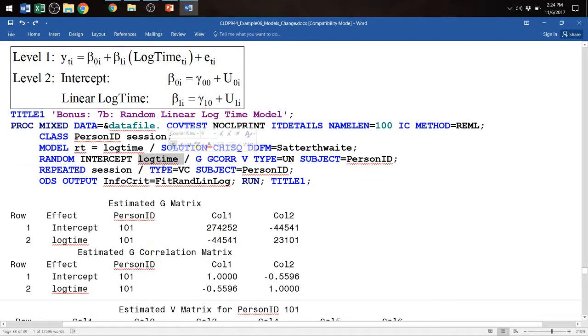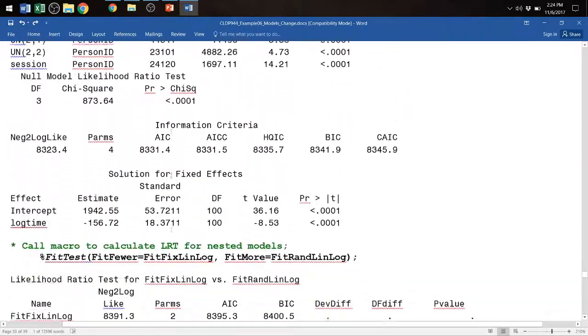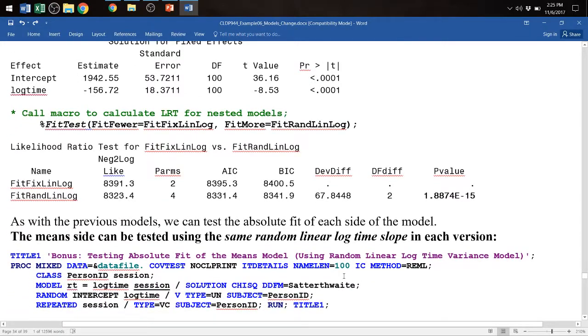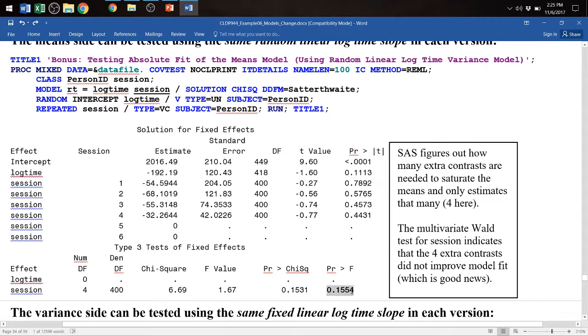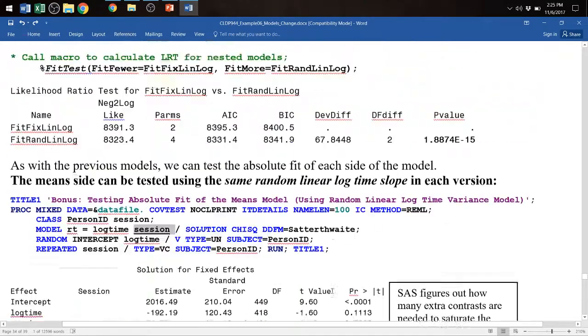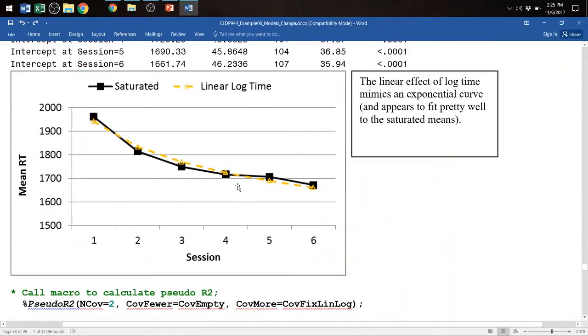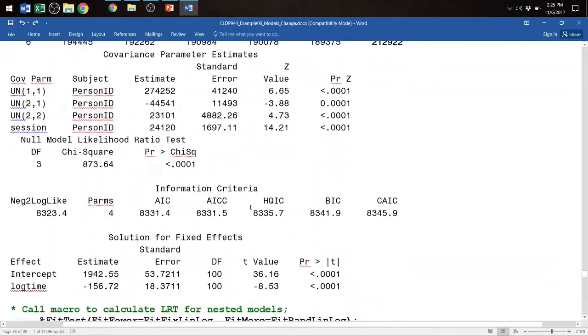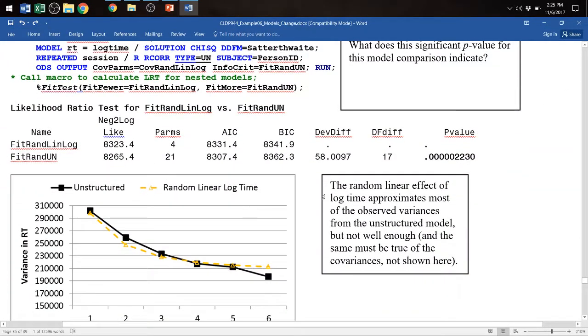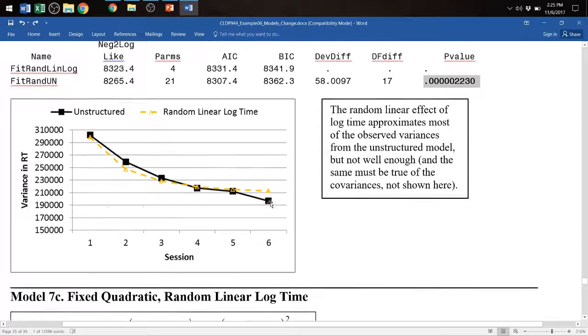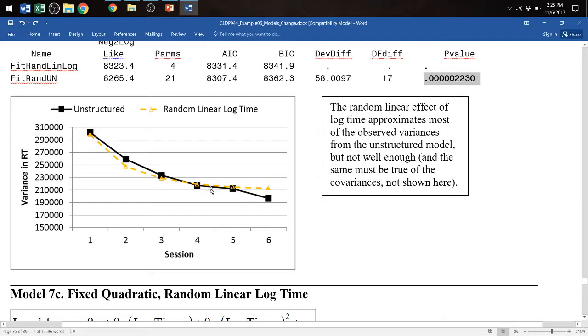Same idea. We're back in REML. We can do a log likelihood comparison. See if it's significant. Yes, it is. Let's test absolute fit in the same way that we did before with session contrasts. We get absolute fit on the mean side. So that yellow line is not significantly different than the black line. Basically, those fit equal. It approximates the means. On the variance side, no good. The yellow line for the variances does not match the original black line.